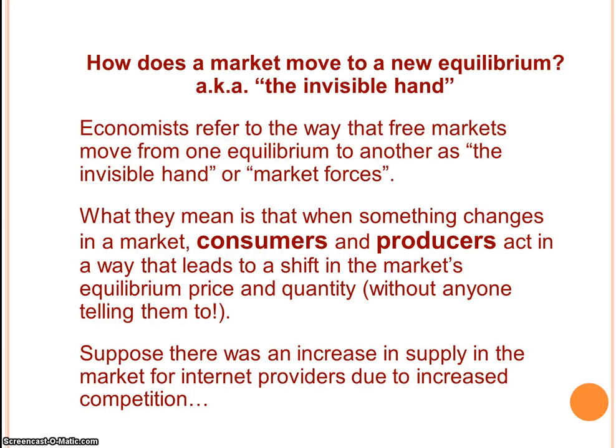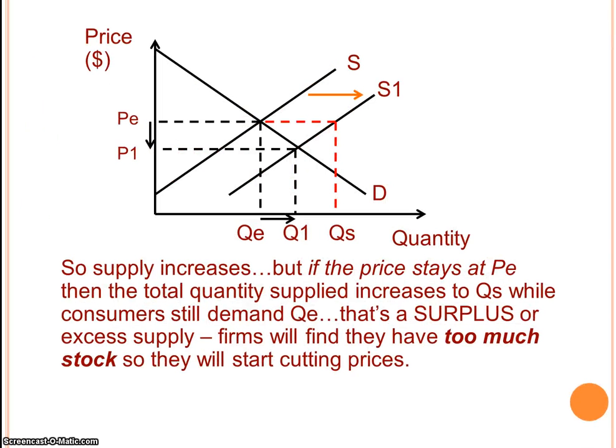So for example, suppose there's an increase in supply in the market for internet providers because of increased competition. So obviously there would be an increase in supply. So, okay, that's nice, and we'd expect price to fall and the quantity to increase, but why? What mechanism makes that happen?